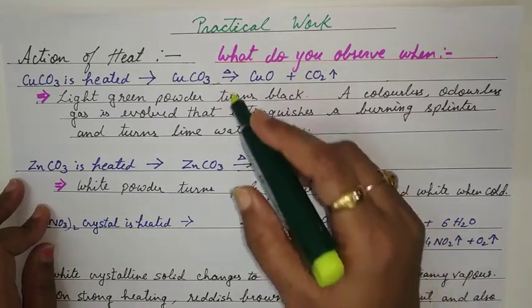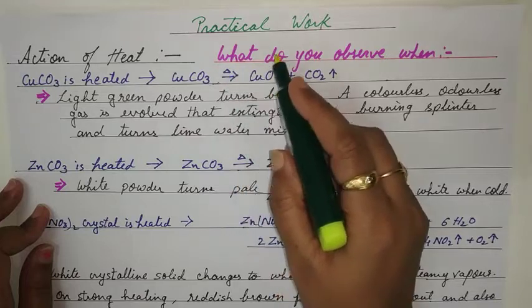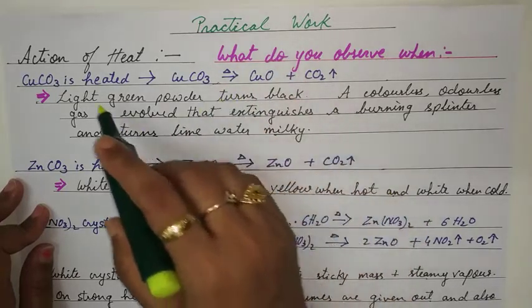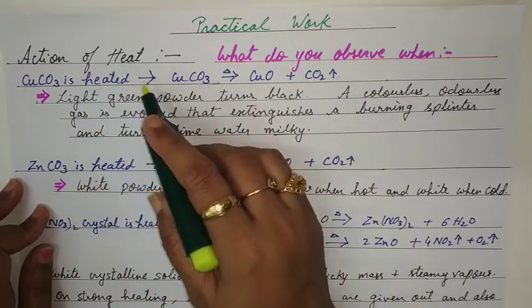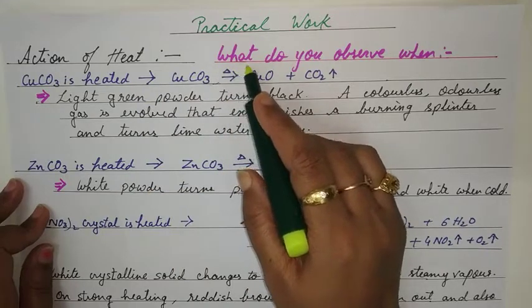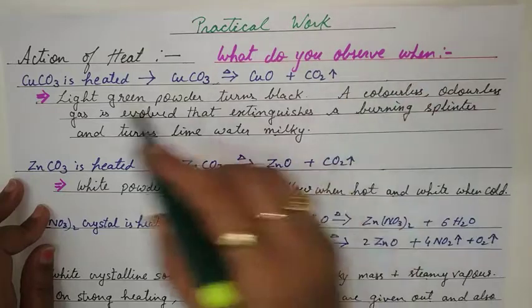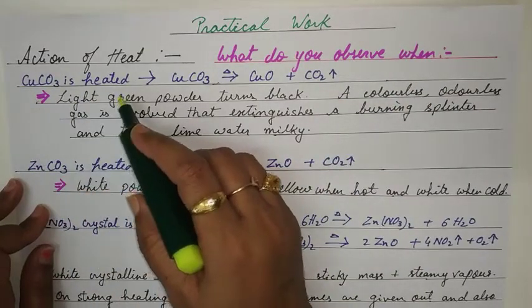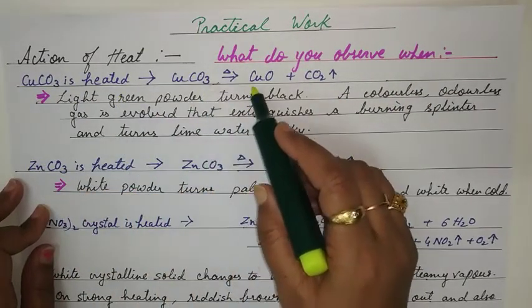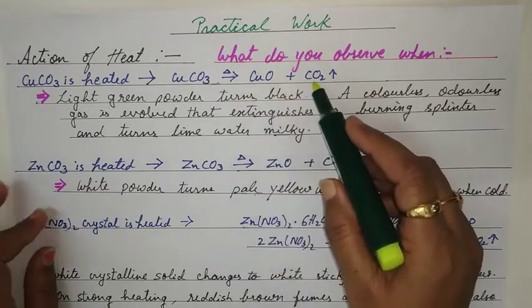So right now let's begin with practical work, and our topic would be action of heat, where you will get the question like, what do you observe when? Suppose the question is, what do you observe when copper carbonate is heated? So the chemical equation is copper carbonate giving you copper oxide and carbon dioxide.